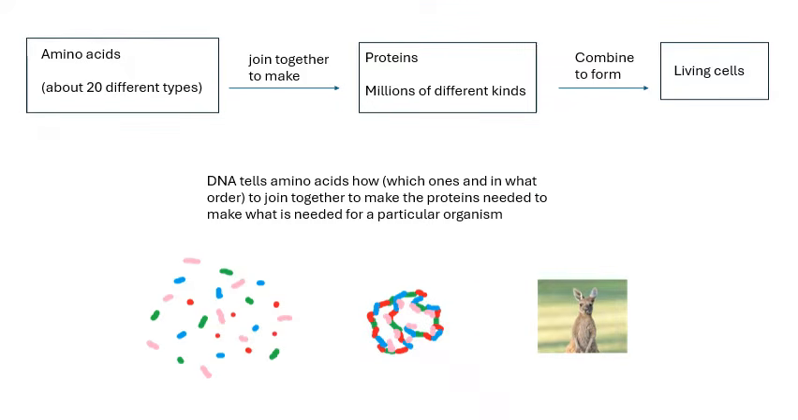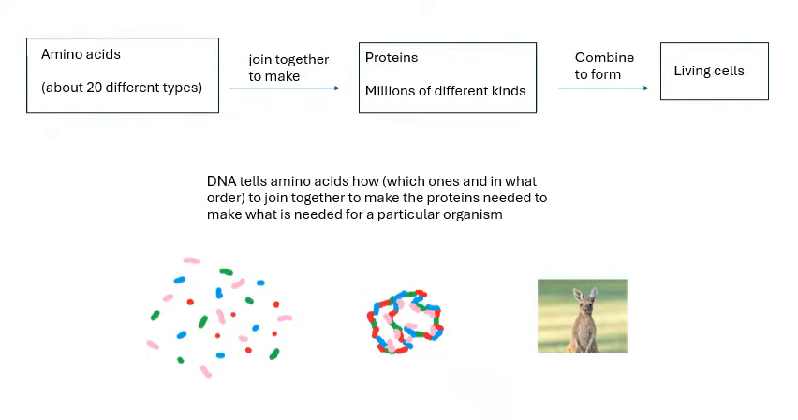now we know that there's about 20 different types of amino acid, and these amino acids join together in different combinations to make proteins, and there's millions of different kinds of proteins. And then the proteins will combine to form a living thing, and all of the stuff that the living thing needs to stay alive.